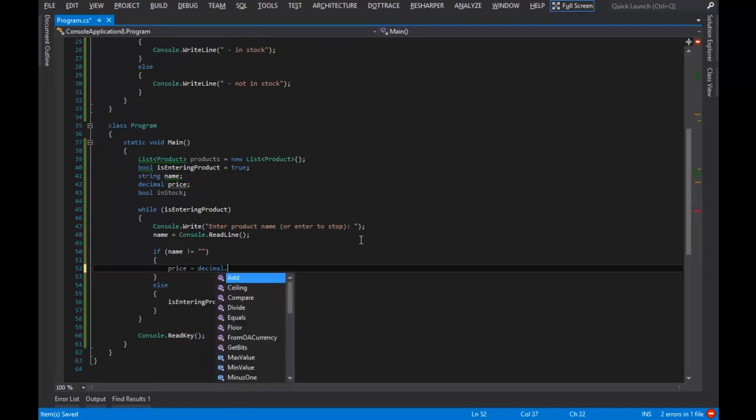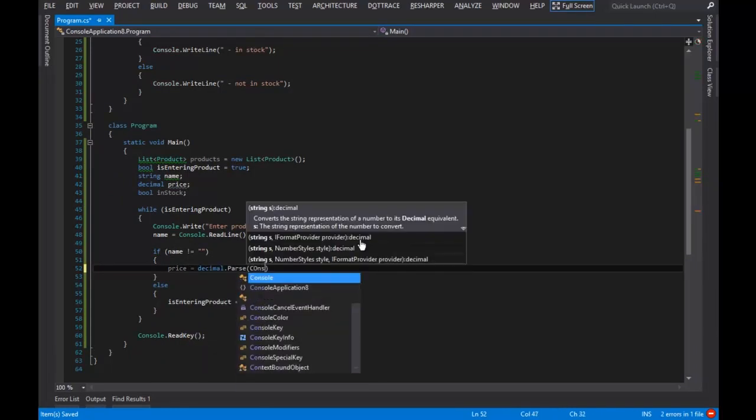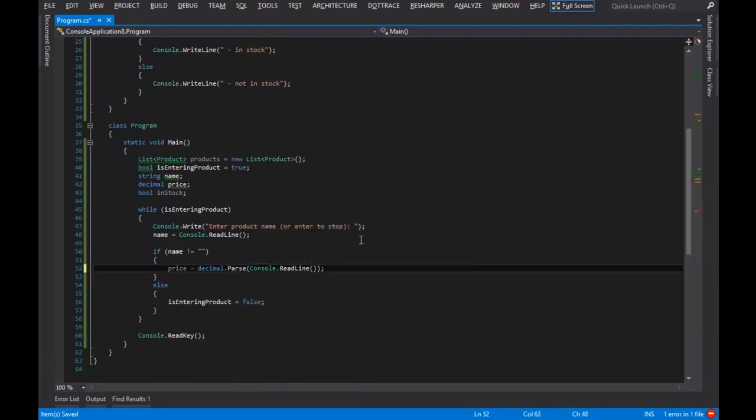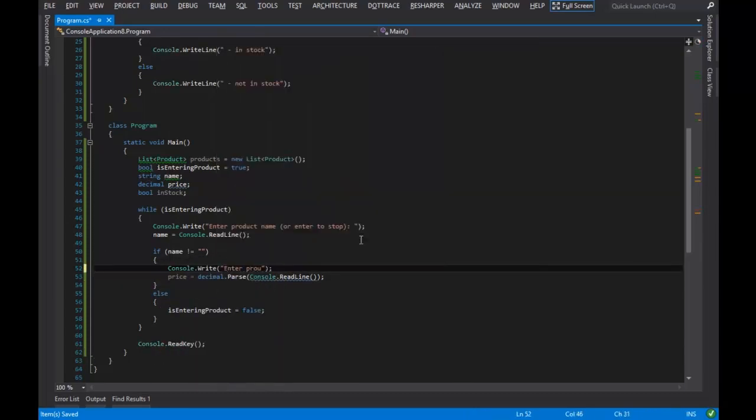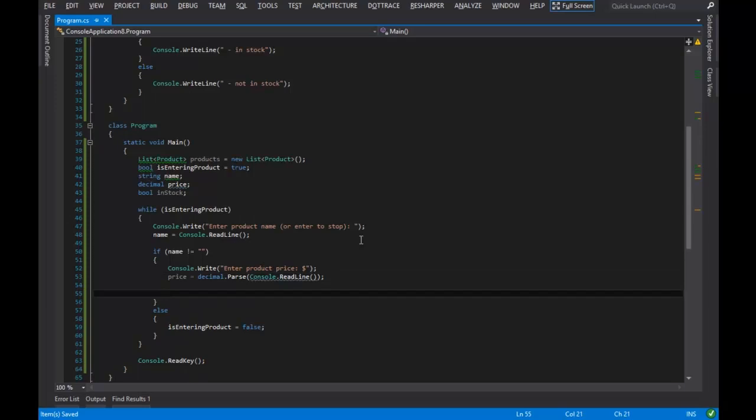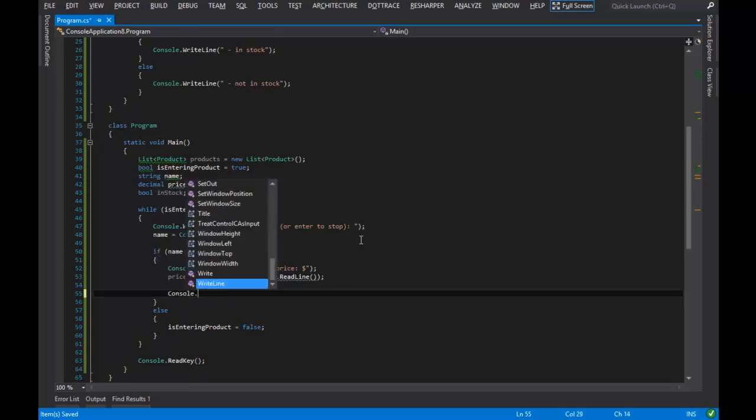Price equals, I'm not going to do any, I hope you guys are used to this right now. I'm not going to do any sort of decimal validation here, although you would definitely want to if this were a real application. Console.Write.